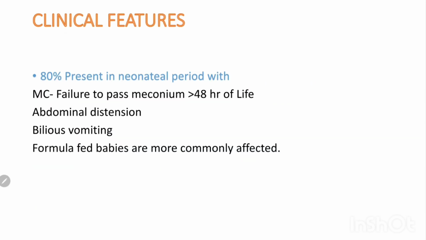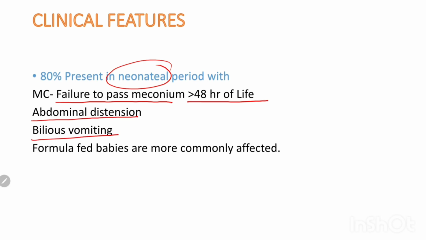Clinical features of Hirschsprung disease. 80% of Hirschsprung disease present in the neonatal period and only 20% present in the pediatric age group. The most common clinical feature of neonatal Hirschsprung disease is failure to pass meconium in the first 48 hours of life. Also abdominal distension and bilious vomiting. Formula fed babies are more commonly affected than breastfed babies.